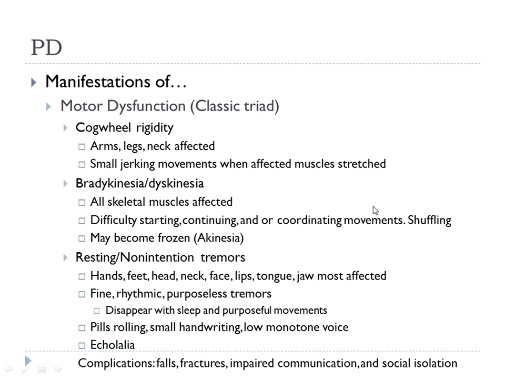This is the key here, the resting or non-intention tremors. The deal with this is that there's fine, jerking, rhythmic motions. You probably would notice them most in the hands of a patient, but you have a resting tremor. That means that as the patient is resting, their hands or wherever is affected is jerking. But as they go to pick up a cup to drink it, it stops and they can do it, if they can get started. Okay? So the tremors happen at rest. There's a disease that we'll learn about later that has intention tremors. So Parkinson's has non-intention tremors.